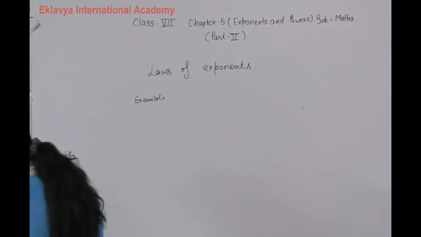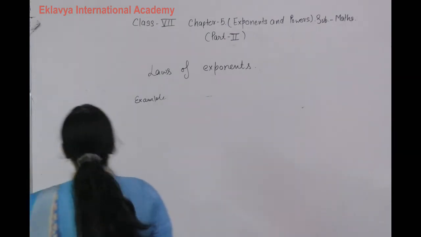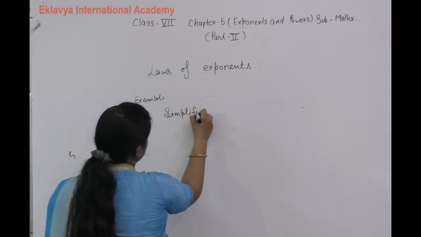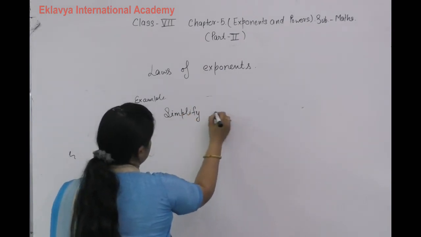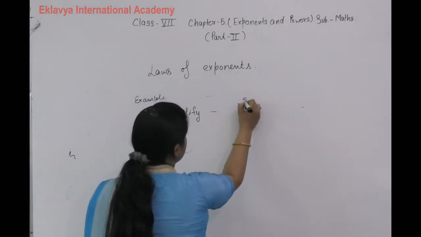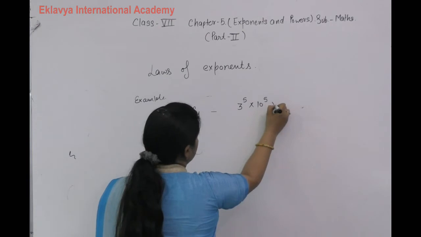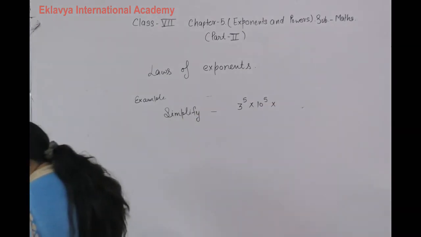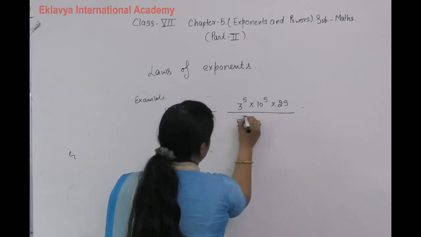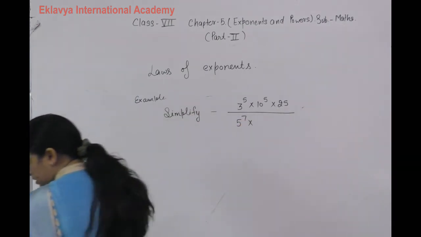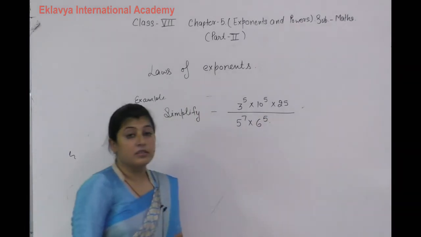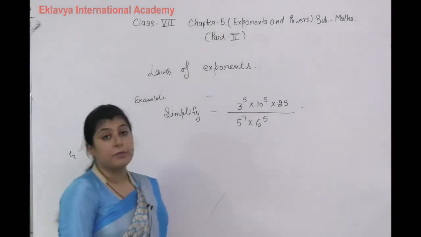Your question is: simplify 3^5 into 10^5 multiply 25 divided by 5^7 multiply 6^5. Now see how to solve this type of question.